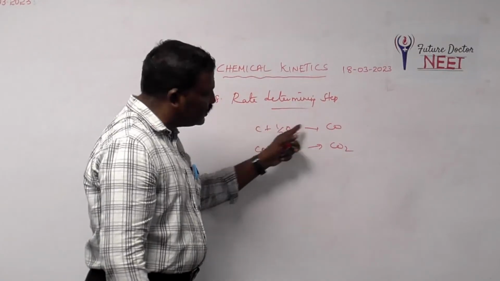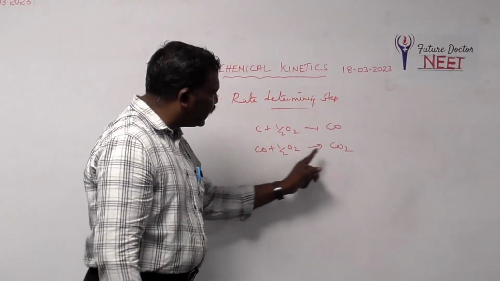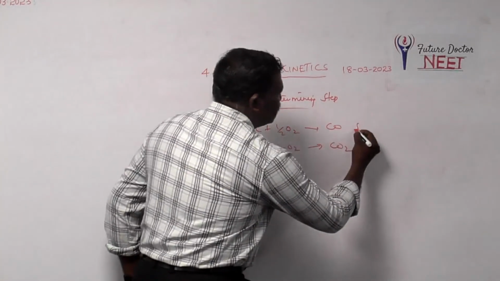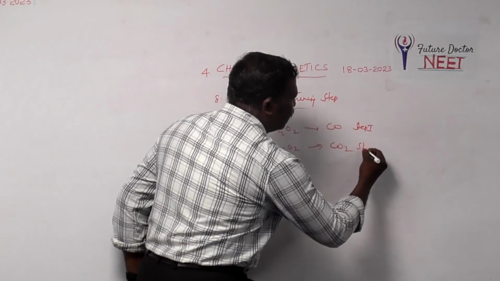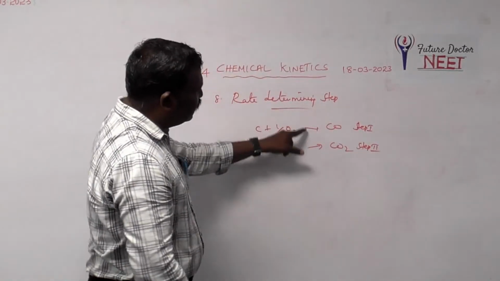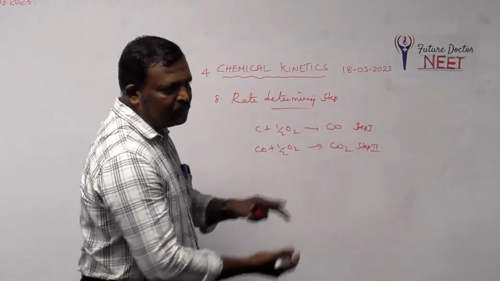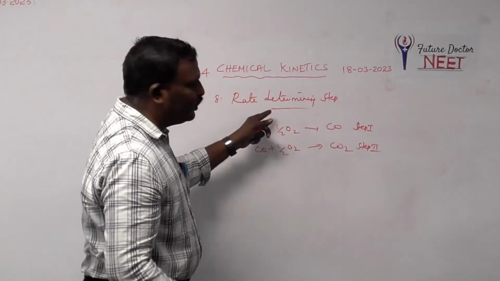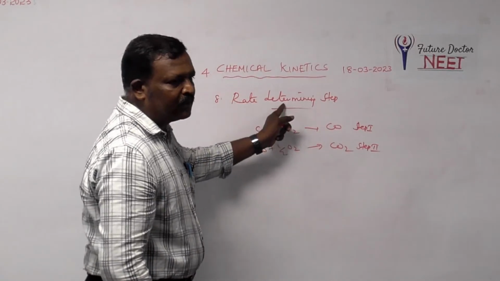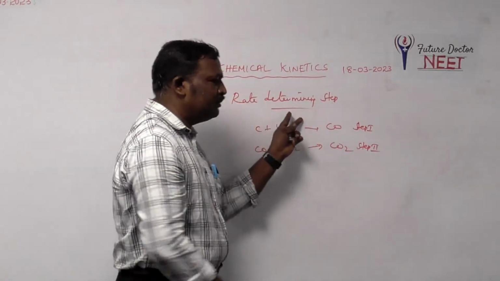C plus half O2 gives CO. CO plus half O2, again we get CO2. This is called step 1 and this is called step 2. So many steps are there. Among the two steps, one will be going on very slowly. That slowly going step is called the rate determining step. Understood? It may be first or it may be second.